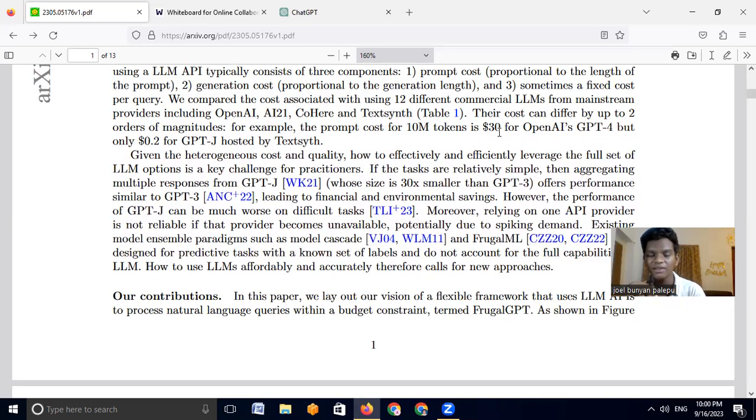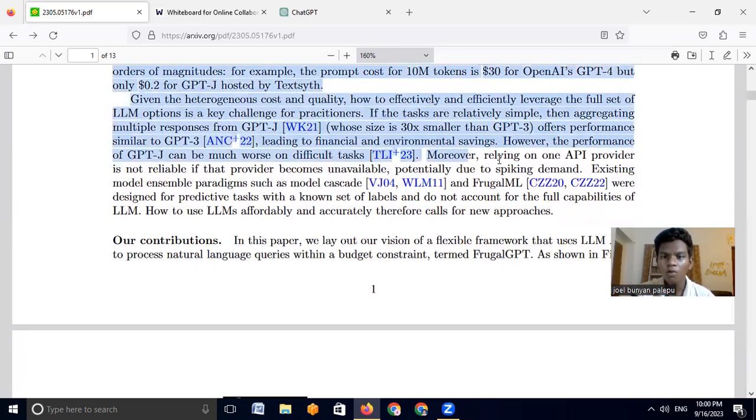and just look at this variance, right? $30 and $0.2. I think a difference of about 5 into 30, 150 times, right? GPT-J is 150 times lower in cost than GPT-4, and for simple prompts, it is of course better to use GPT-J. Moreover, relying on the API provider is not reliable, if the provider becomes unavailable, potentially due to expiring demand.